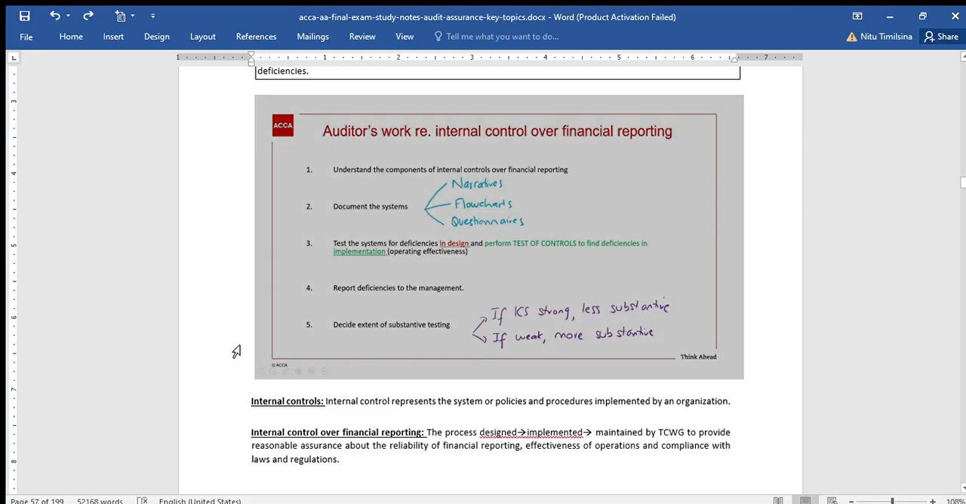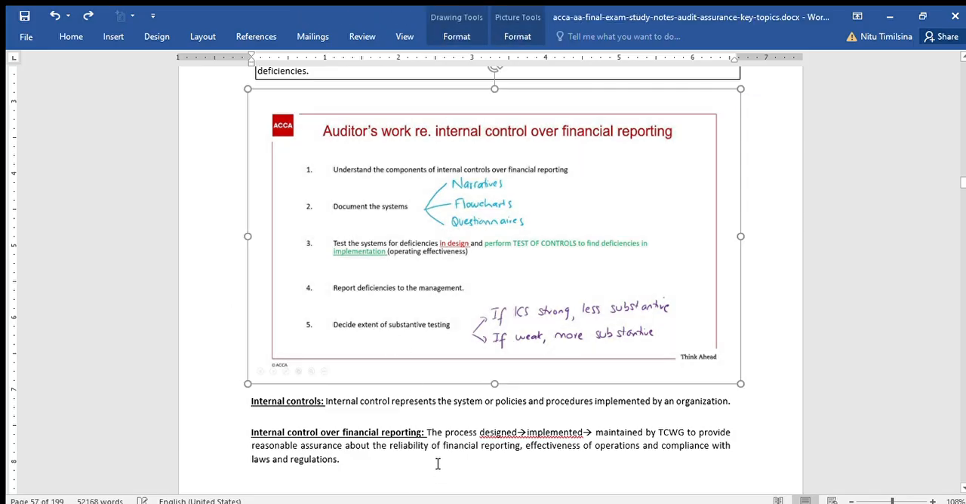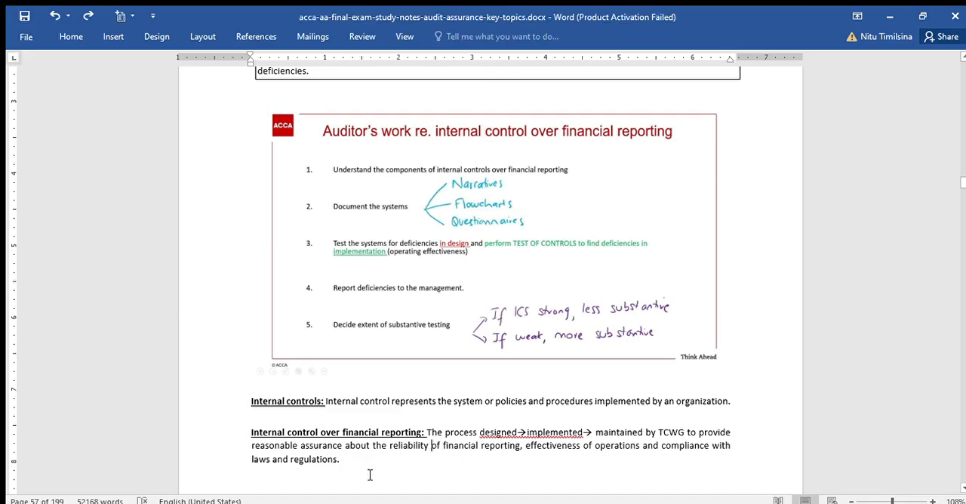Auditor work, internal control over financial reporting. Understand the components of internal control over financial reporting. Document the system: narratives, flowcharts, questionnaires. Test the system for deficiencies. Design and perform tests of controls to find deficiencies in implementation. Report deficiencies to the management.